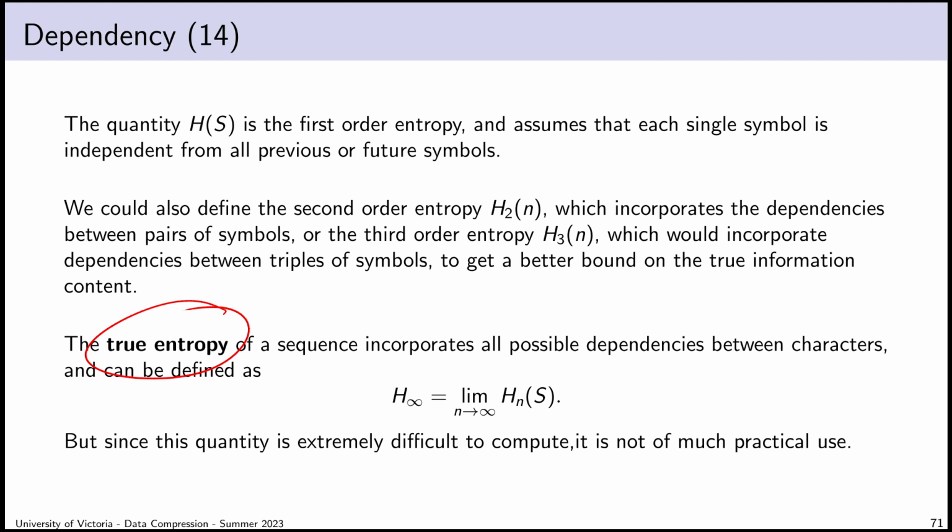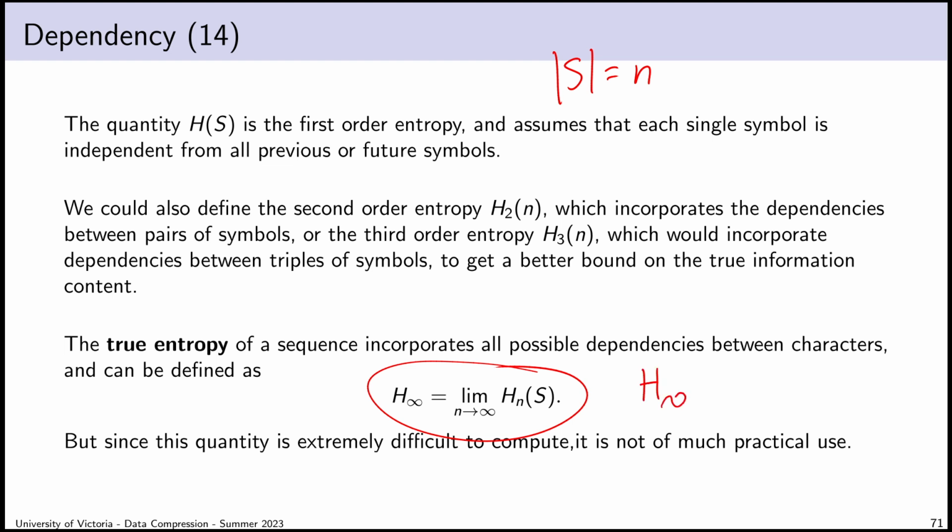Now, for a sequence of arbitrary length, that is something that you can't compute because it requires a limit that goes to infinity. But we can understand that because dependencies of more than n characters can't exist if I have a sequence of length n, there can't be dependencies between n plus 1 characters. So in a sequence of length n, the true entropy of the sequence, H infinity of s, will just be equal to H_n of s. Or maybe I should write that as H of the length of the sequence. So it is a computable quantity, but it's incredibly difficult to compute.